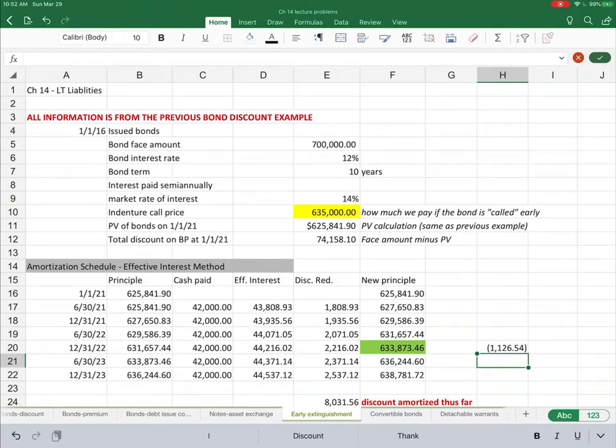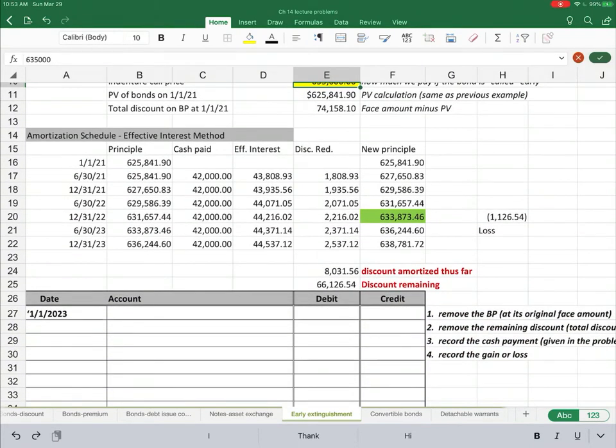So this is going to come through in our retirement journal entry. We have to make a journal entry when we retire these bonds. In that entry, this is going to come through as a loss. Because again, think about it. Did we win or did we lose? Well, our bond is worth $633,000 and we agreed to pay $635,000. We're actually paying more than what it's worth. So we are going to record a loss on the retirement of these bonds in this example.